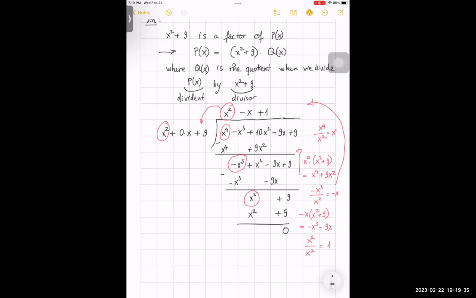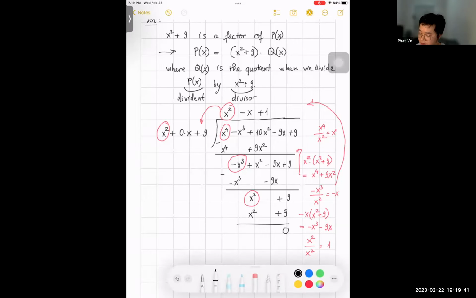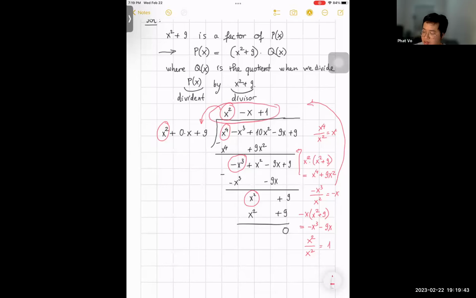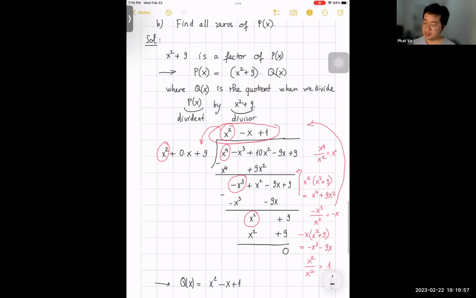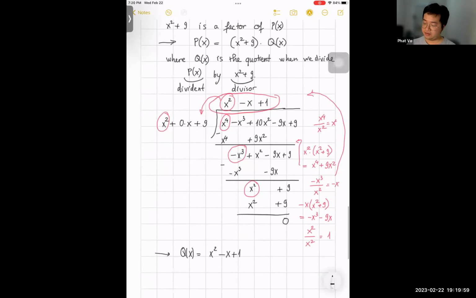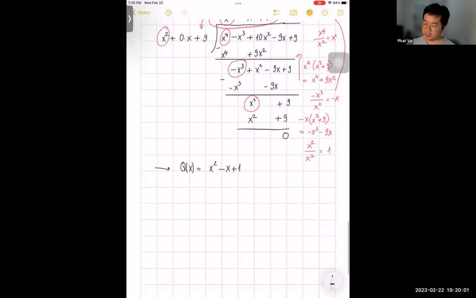X squared minus x plus 1. Exactly. Thank you, Mohammed. This is the quotient we need to find. After that, we guess the quotient now is like that. The Q(x) now is x squared minus x plus 1. That we can factor P(x) like this.